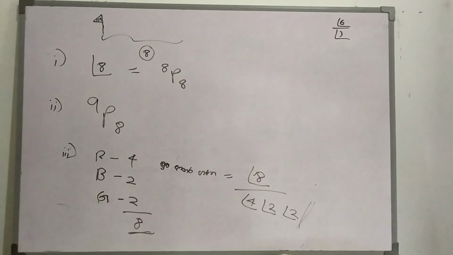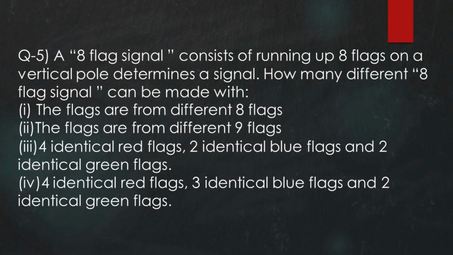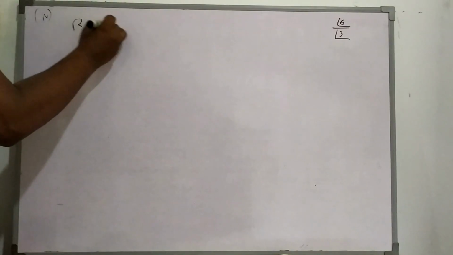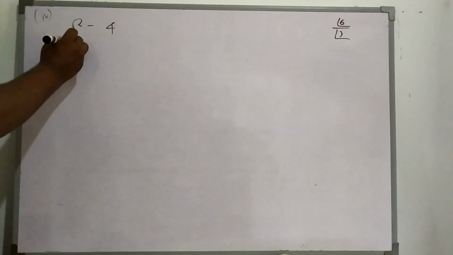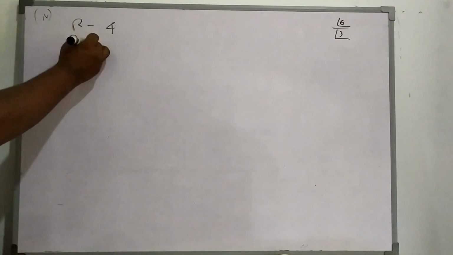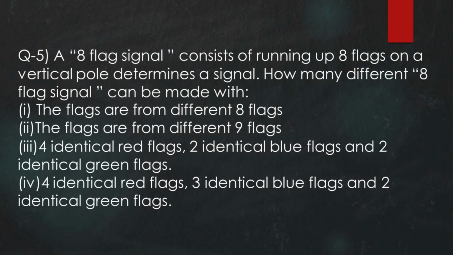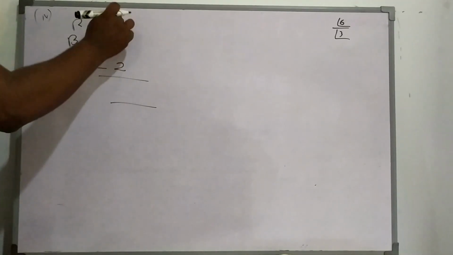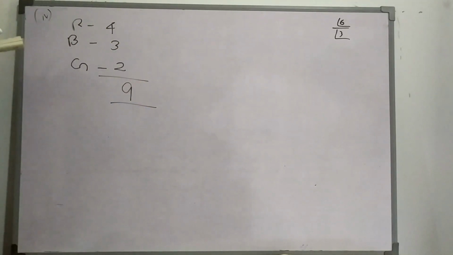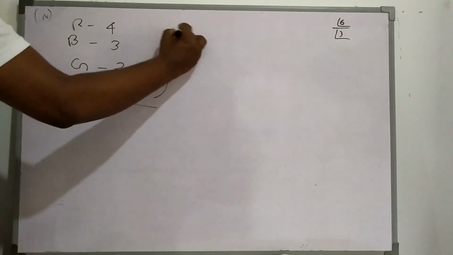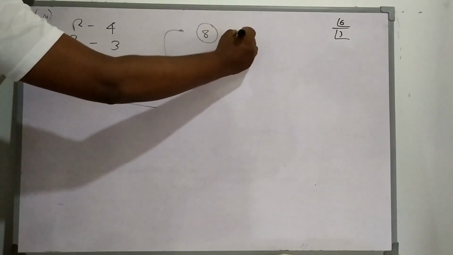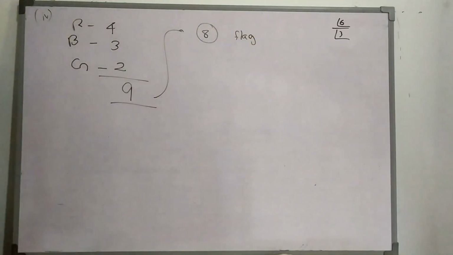Same occurring cases, right? So next row number 4: 4 identical red flags, 3 identical blue flags, and 2 identical green, right? So the total number is 9. But we are using an 8 flag signal, right? So the case now is we have 9 flags, but we have to use 8.